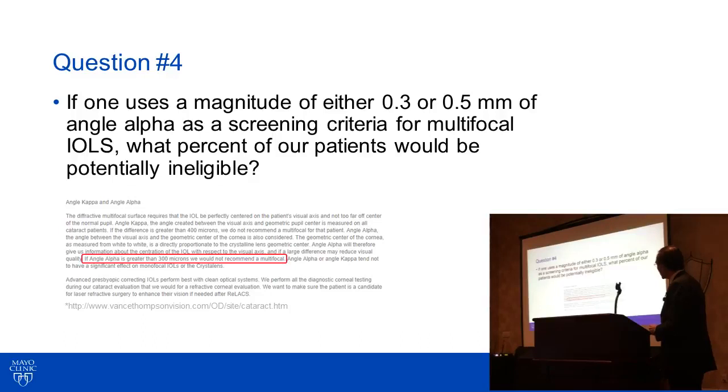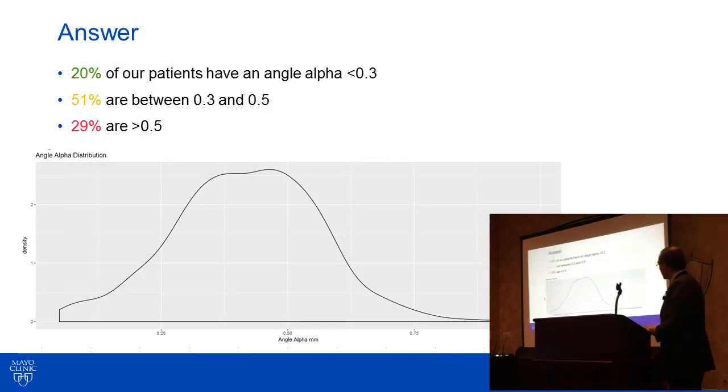So the question we had is, if you're going to start to establish cutoffs or criteria for the magnitude of angle alpha, how much will this affect your multifocal IOL candidate patient population? Does it have a big effect, or is it so small you really don't need to worry about it? So here's the answer.